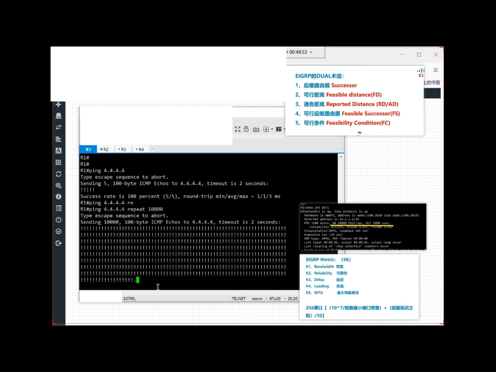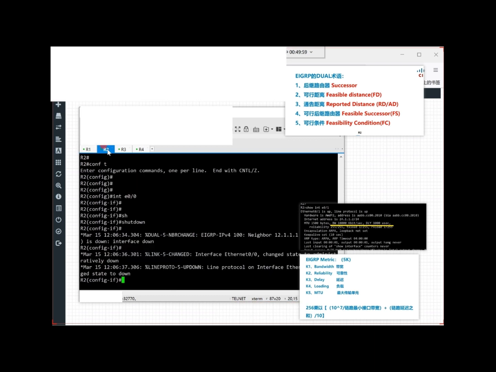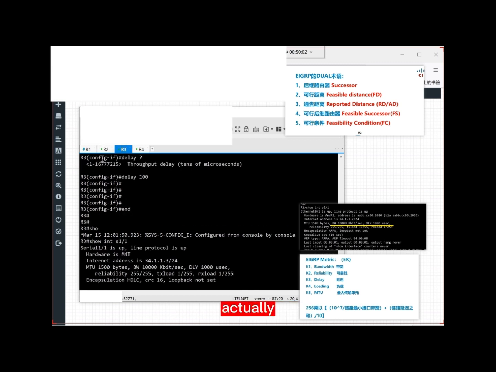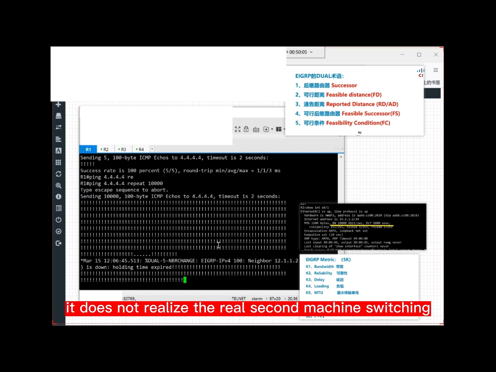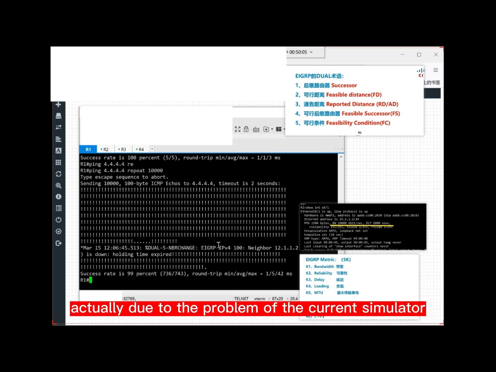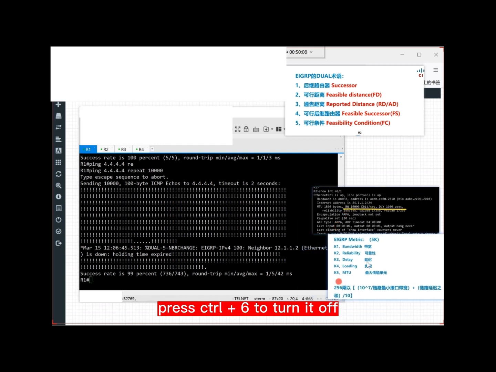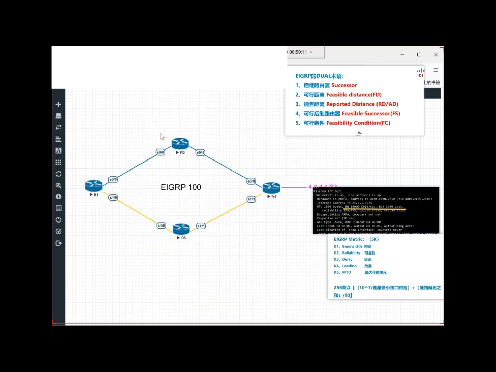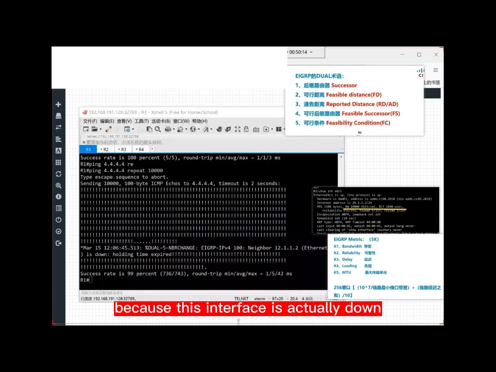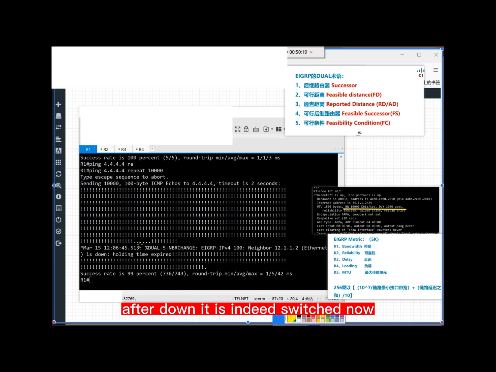Shut down. Let's observe. It drops a packet. Dropped 2 packets. Dropped 3 packets. Actually, it does not realize real second-level switching. This is due to the problem of the current simulator. It is still different from the real machine. Okay. Press Ctrl+6 to turn it off. So now everyone can see this link is actually down, because this interface is down. After down, it is indeed switched now. But it does drop packets in the middle, about 6 packets.